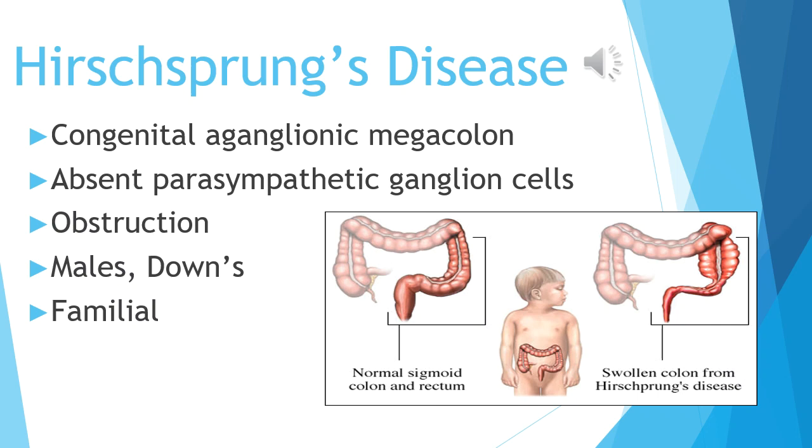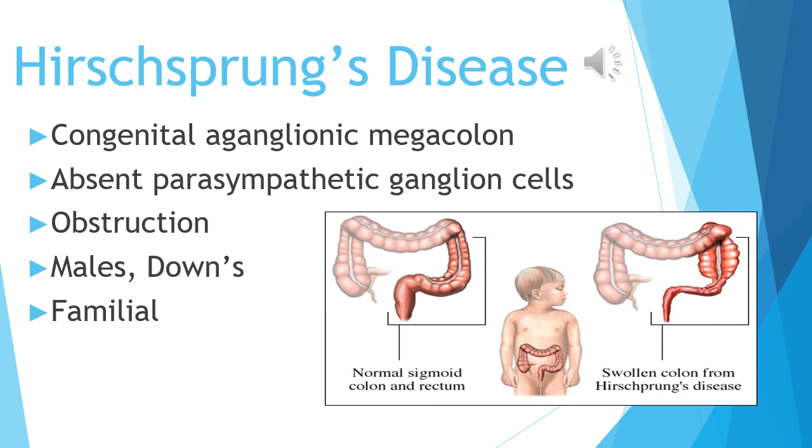I want to make something very clear. This in and of itself, Hirschsprung's, is not a bowel obstruction. It's the absence of those nerve cells, but it can lead to a bowel obstruction. It's very important to understand that difference.